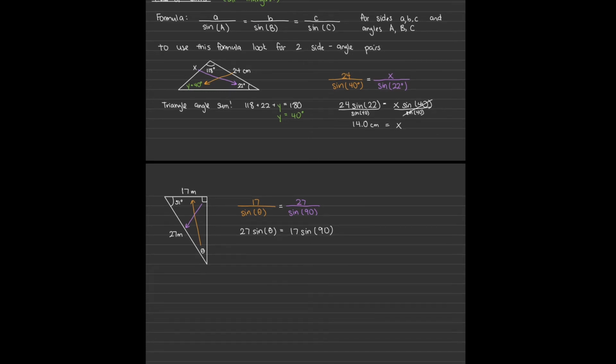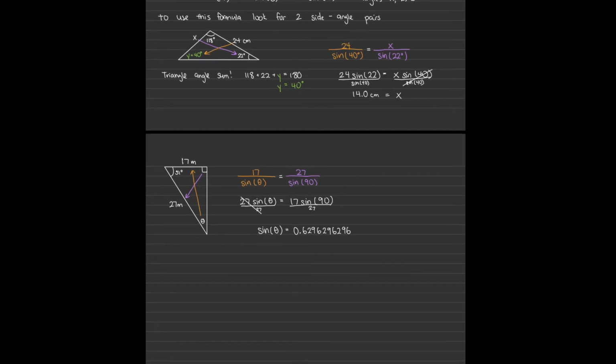And then I'm going to get rid of that 27 being multiplied. So I'll divide both sides by 27, which leaves me with sine of theta is equal to, and then I'm going to take that whole right side and plug it into the calculator. 17 times sine of 90, all divided by 27, is 0.629629626. And in this case, I'm writing out all the decimals that my calculator is giving me because I'm not at my final answer yet, so I don't want to round and introduce more inaccuracies.